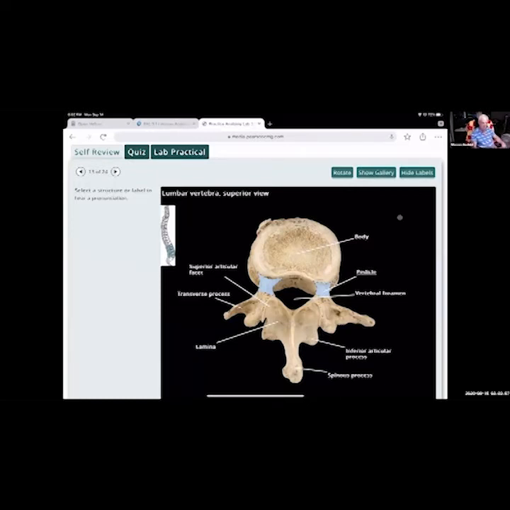But you can easily see the body of the vertebrae, the pedicle. You can see the vertebral foramen. You can see the inferior articular process, the spinous process, and the lamina, the transverse process, and the superior articular facet. Same points we brought up in all the other ones.